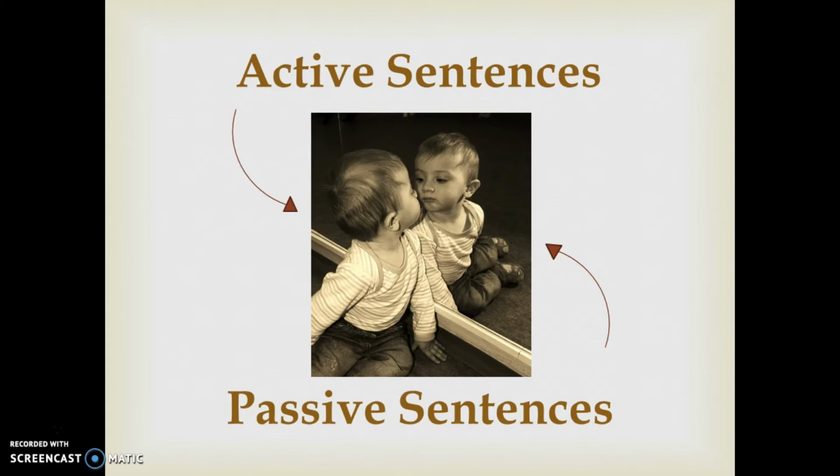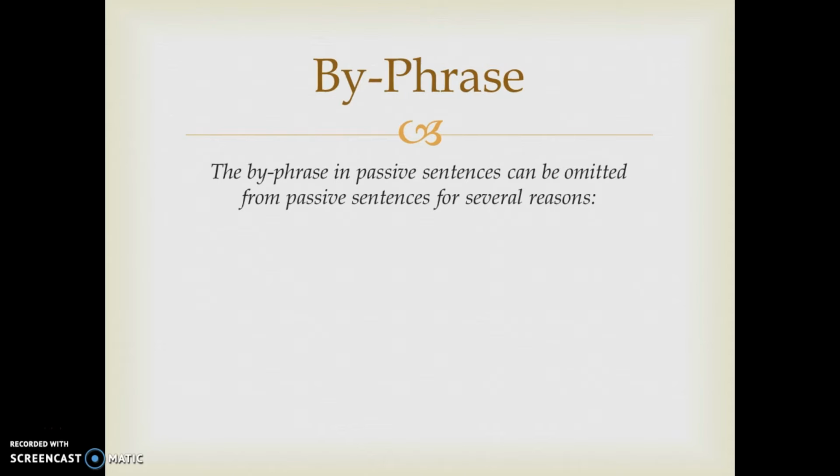There's one more note that I'd like to tell you about passive sentences. Whereas in an active sentence, we need to say who is doing the action, in a passive sentence, it's possible to talk about an action that occurred without knowing who did it. So, that by phrase that we talked about earlier can be omitted from passive sentences for several reasons. Number one would be because the one doing the action is unknown.